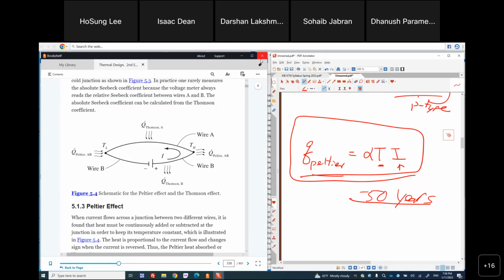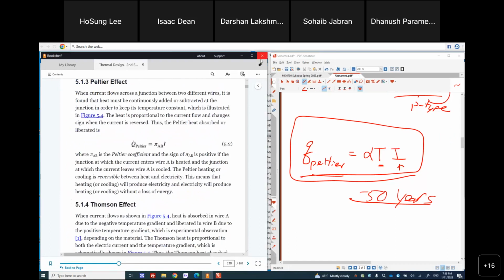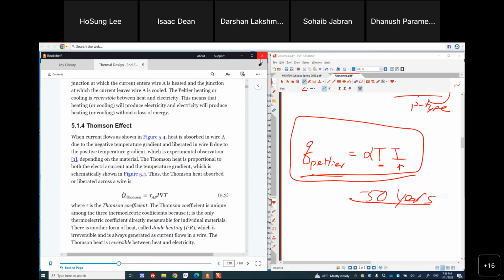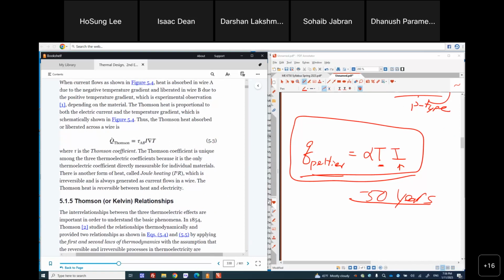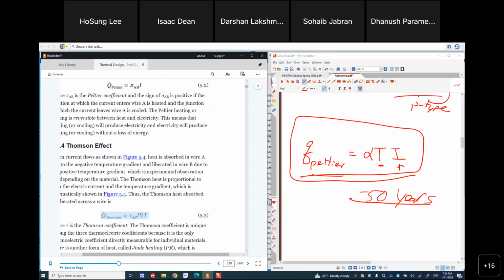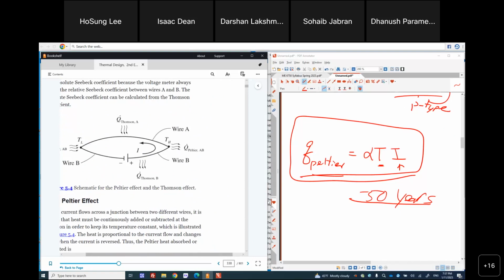You understand that the Peltier is pi, and Thomson figured out the relation. It is huge work, Thomson. I don't want to do it right now, but next, this requires a lot of work. They say Thomson heat, there is a coefficient. Look at that: current, temperature difference, there is a Thomson heat. So it could be here, it could be here. Depending on the current, it could be absorbed, it could be dissipated. But the amount is the Thomson effect.